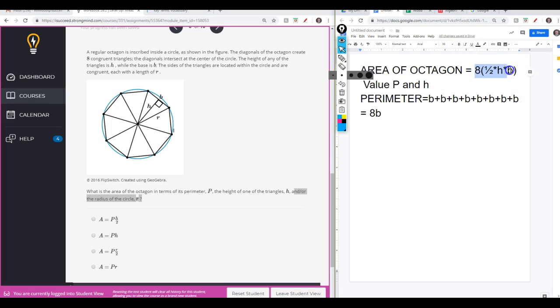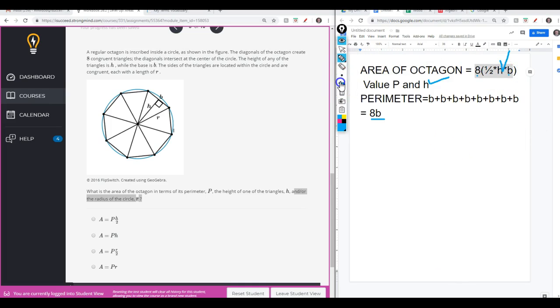So when we look at this, we already have H right here in the formula for the area of the octagon. Now again, remember we found out that the perimeter of the octagon in the last question was 8 times b. And I see that in two, they're kind of separated right now. We have 8 and b right there.